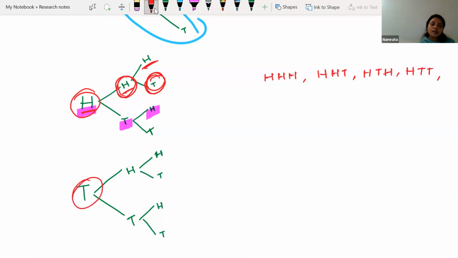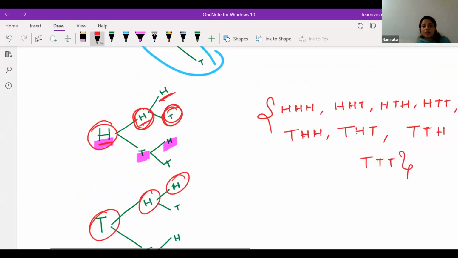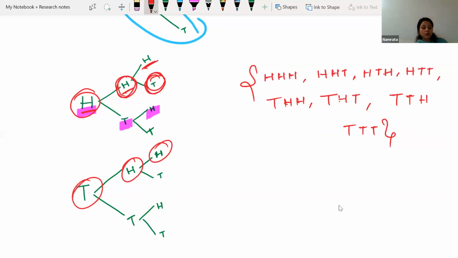Similarly, head, tail, tail. Now, tail, head, head. Now, tail, head, tail. Now, tail, tail, head. Now, tail, tail, tail. Can you see what are the total possible outcomes when we are tossing three coins? How we will list it down just by making a tree? Are you able to get it? Yes, ma'am. So this is how we will be listing down the sample space, that these are the total possible outcomes which can occur.